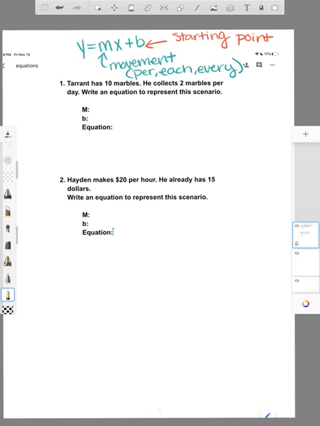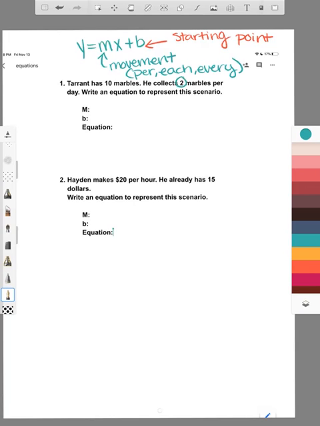So let's go and take what we learned and look at this first question. So we have Terrence has 10 marbles. He collects 2 marbles per day. Write an equation to represent this scenario. So notice, they want us to find our m value, our b value, then write our equation. I'm going to circle our m value first. Now, what do you guys think our m value here is going to be? All right, so if you said our m value was going to be 2, then you're correct.